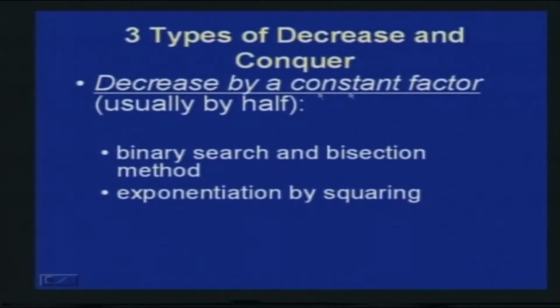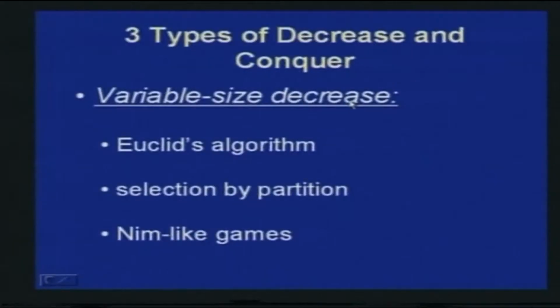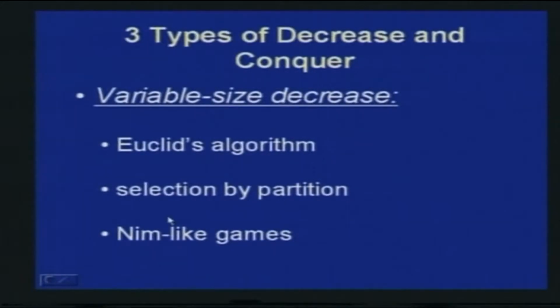Then you can also decrease by a constant factor, for example by half. So, binary search and bisection method is an example of this, or you can do exponentiation by squaring. These both are examples of decreasing by a constant factor. And you can also have variable size decrease depending upon the problem. You can keep on changing the size of your constant, and here you have Euclid's algorithm, selection by partition and NIM like games. These are 3 examples of variable size decrease. We are not going to detail into these algorithms because it is not part of sorting, but this is just to tell you and complete that decrease and conquer is an example of algorithmic design.